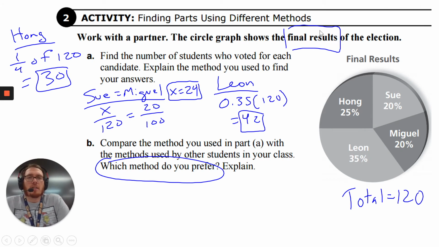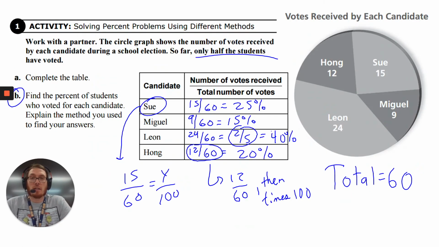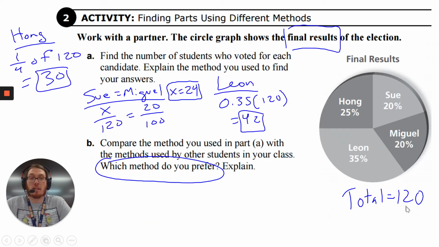Okay, the next graph says this is the final results of the election. Now notice here I put total equals 120 now. That's based on the previous question. So in the previous question, it was half the students, and the total was 60. So I have to double that to get all the students, and now it's 120. The goal is to figure out how much each student got at a vote. Again, there's lots of ways to find this.